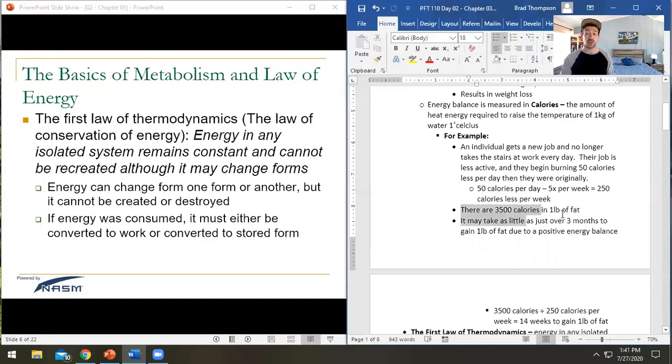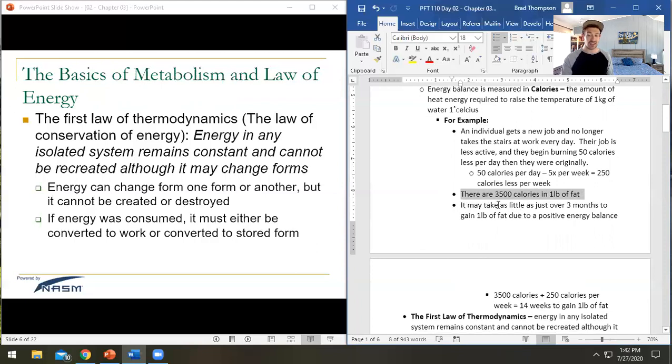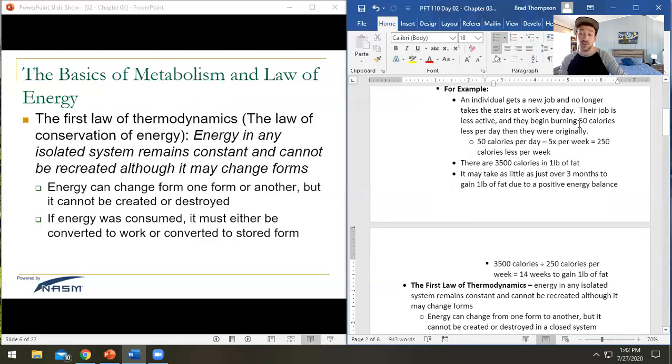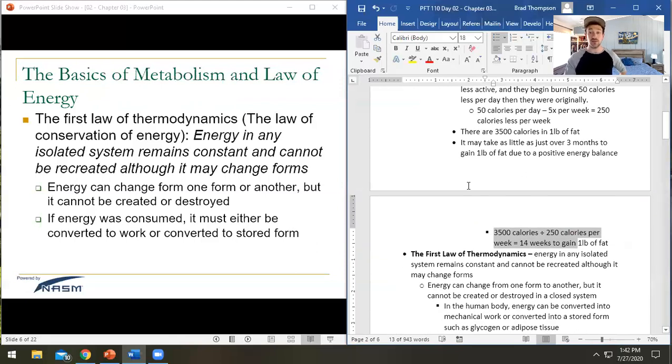Now, we know that there are 3,500 calories in about 1 pound of fat, right? So in a little over 3 months, they're going to gain 1 pound of fat because of that positive extra 250 calories per week. So we can show our math here, right? We know there's 3,500 calories in a pound of fat. So if we divide that by 250 calories per week, because it's 50 calories a day, that's 250 calories every week. It's going to be about 14 weeks, and they will have gained 1 pound of fat just by losing 50 calories a day, right?